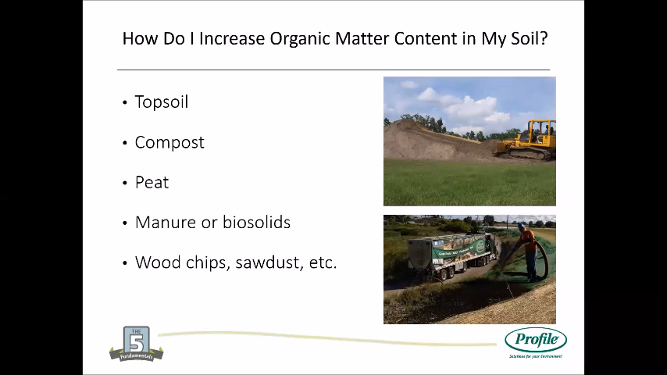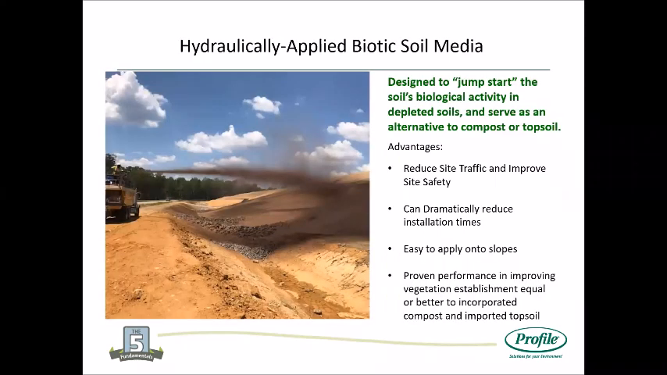Next, compost. There's a pneumatic compost blower. You can see it's being applied through that hose, and typically compost is going to be applied anywhere from 2 to 4 inches, so relatively high rates. Quite a few of those truckloads would be necessary to cover your site. Next, peat, manure, biosolids, your typical solutions that you've seen time and time again in the history of revegetation on construction sites. Now we have a hydraulically applied biotic soil media.